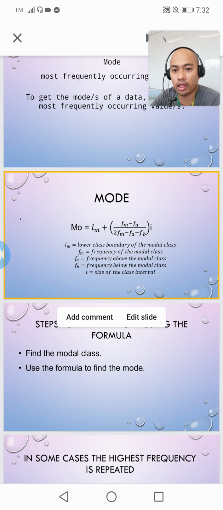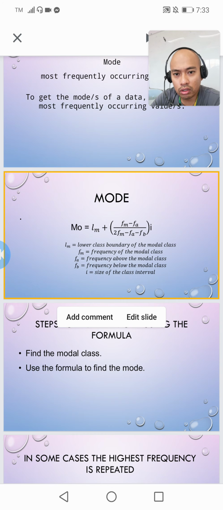Alright? Where LM or L sub M represents the lower class boundary of the modal class. So we'll be looking for the modal class in this mode for group data, just like what we did in the mean and median. For group data, we also found out the value of the assumed mean for the mean and the median class for the median. Okay, for mode, we'll be looking for the modal class. So how do we find then the modal class? This will be discussed to you later.